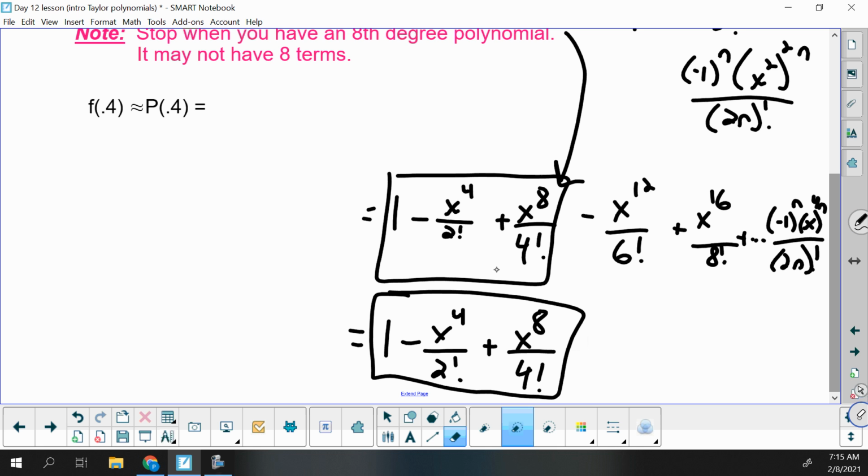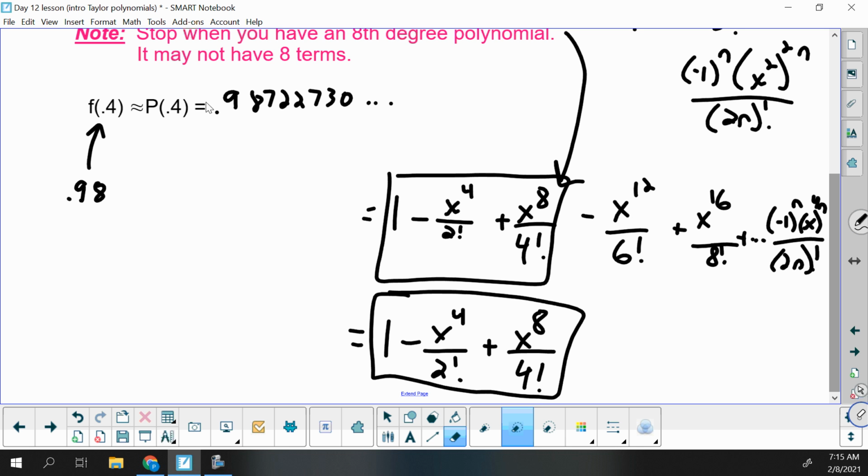Now the second part of this was to use the polynomial to approximate f of 0.4. So just our notation, the f means the actual function. So if we were to plug it into the actual function cos x squared, and the p is saying use the Taylor polynomial. Well, if we plug it into the Taylor polynomial, because that's what we're intending to use, we get 0.987222730 and so on.